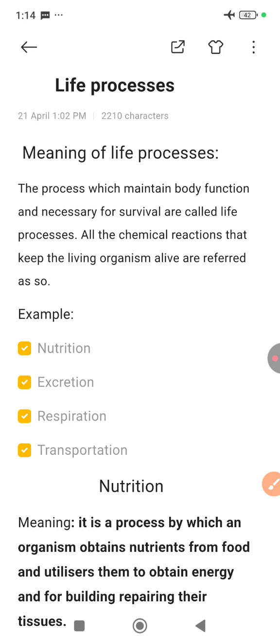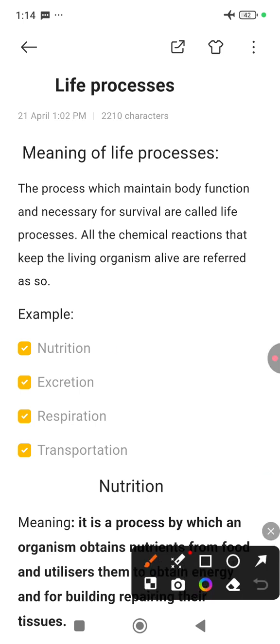We know that the processes which maintain our body functions, which are very necessary for our survival, are known as life processes. That means the number of chemical reactions that keep the living organism alive are also known as life process. Which are the components necessary for maintaining the life processes? These are: one is nutrition, excretion, respiration and transpiration. These are the four topics which are very much essential for life processes.